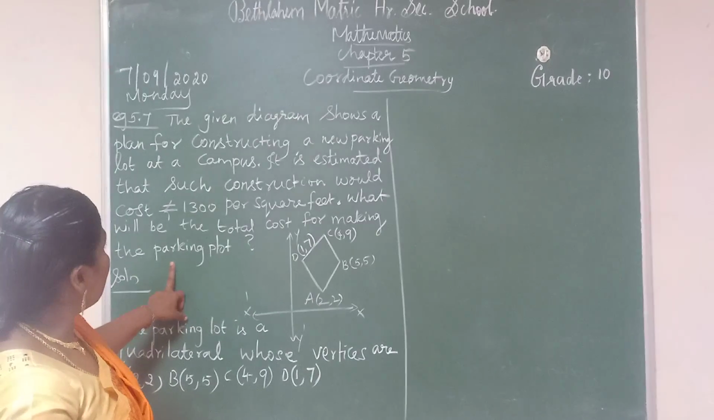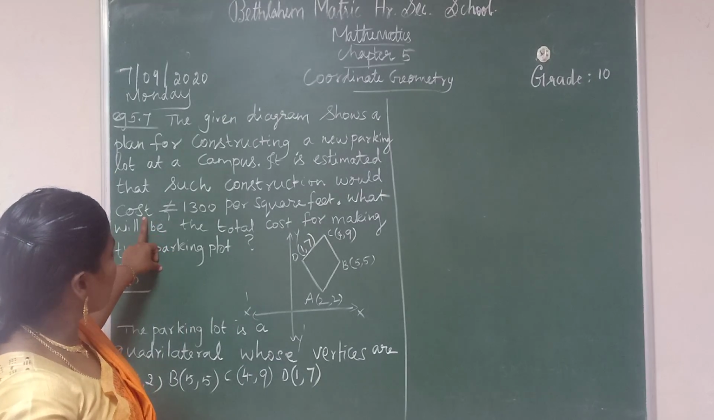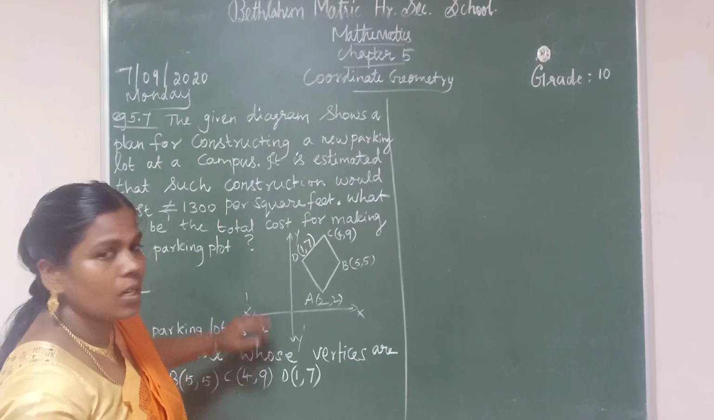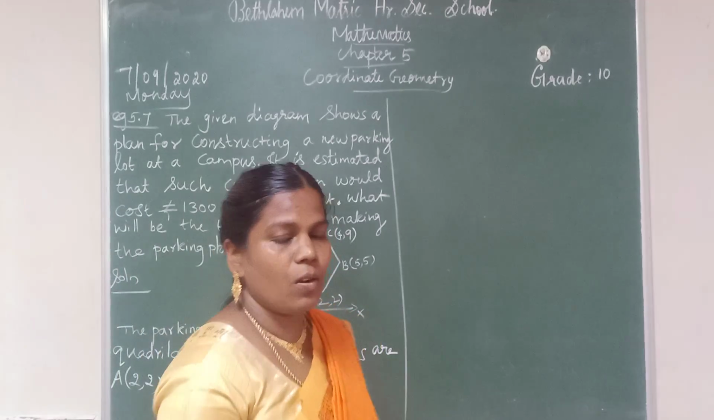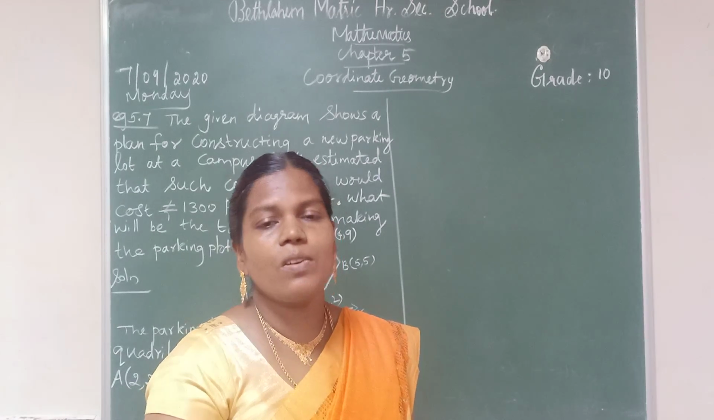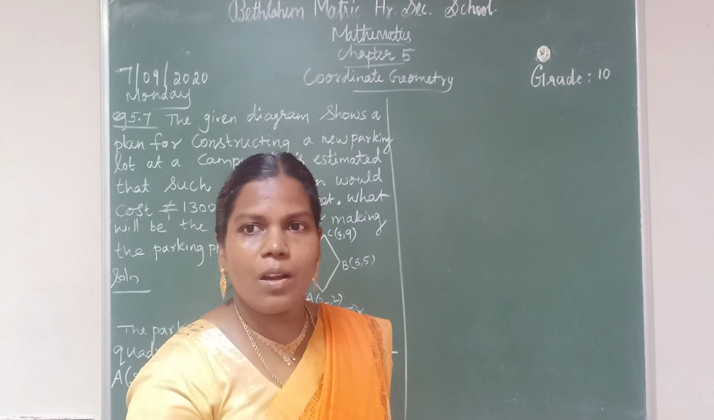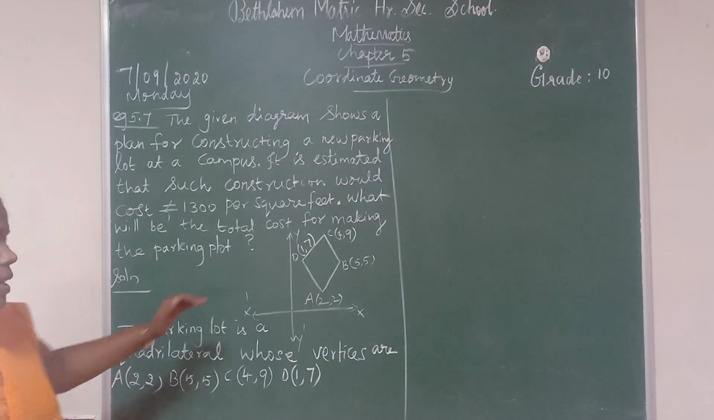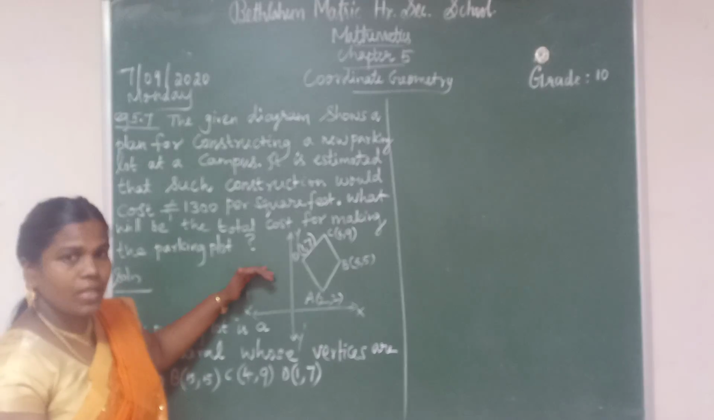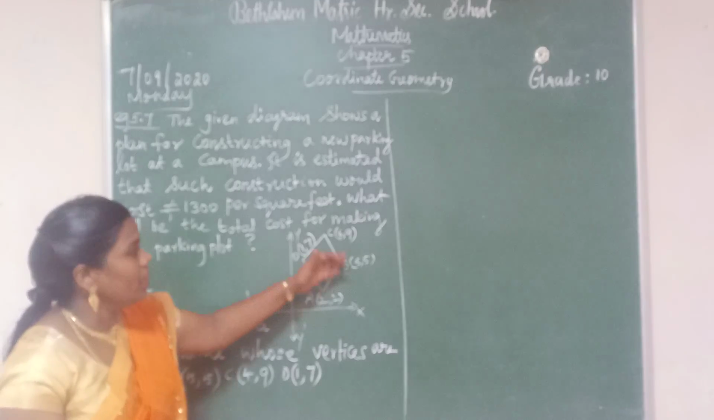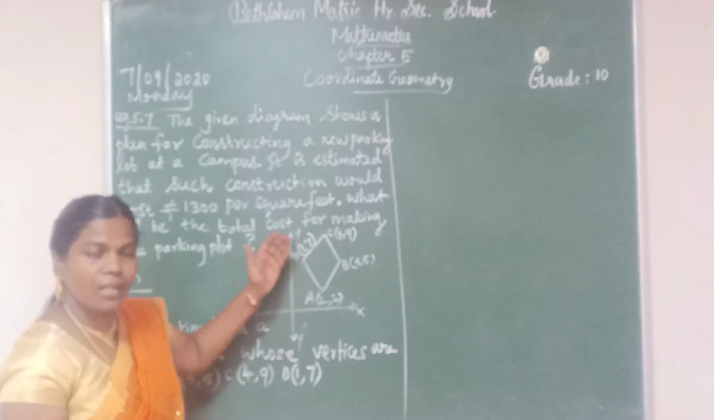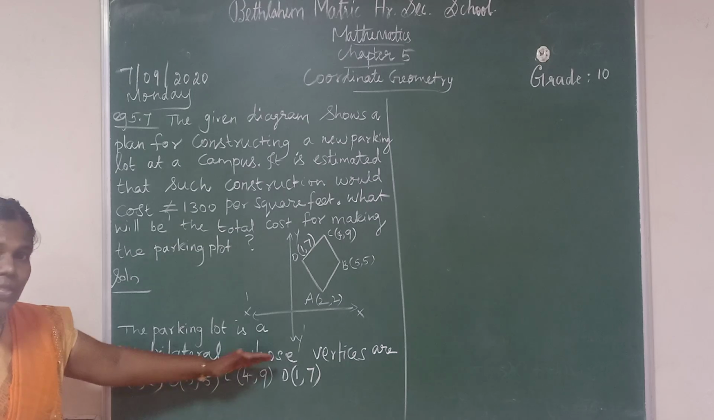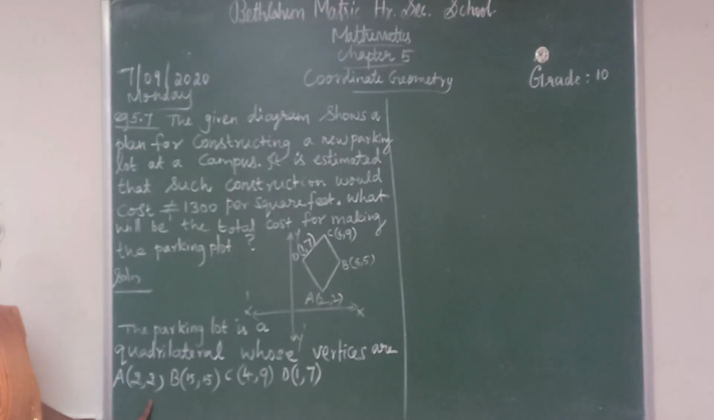It is given that the cost of constructing the parking lot per square feet is 1,300. What is the total cost? We have to find out. Let's do what we have to do. First of all, we have to find out the area of the quadrilateral parking lot. The diagram is given, and it is orderly named A, B, C, D. So as it is given in order, let's take the vertices. The parking lot is a quadrilateral whose vertices are given.